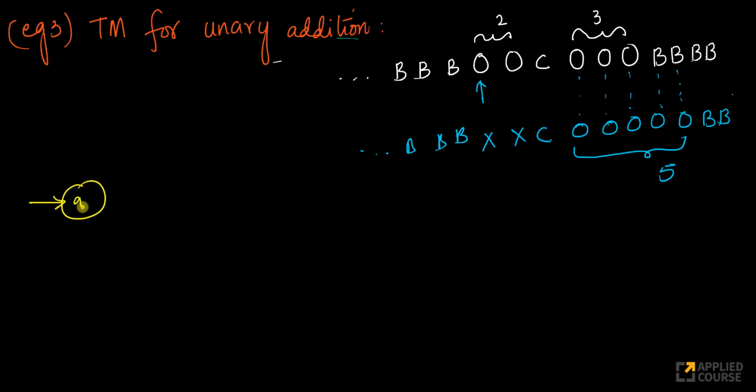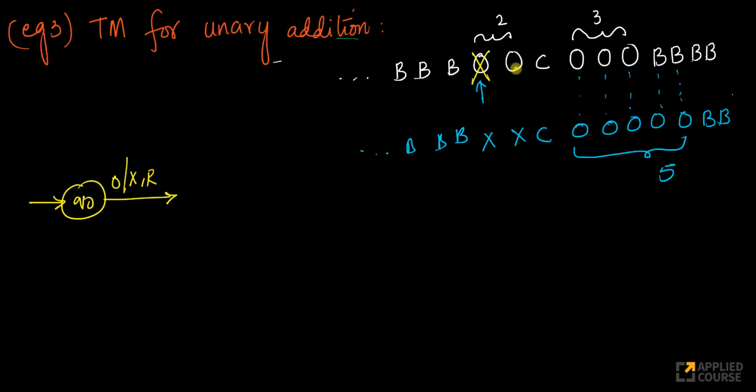So I'm in state Q0. Let's go with it. I encounter a 0. The first 0 that I encounter, I'll replace it with X, and I'll keep moving right. So this 0 has now been replaced with X. Cool. Now I move here.